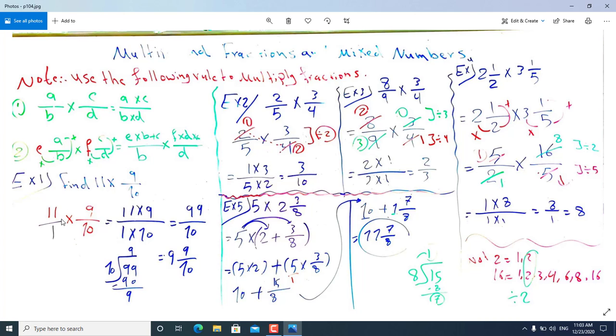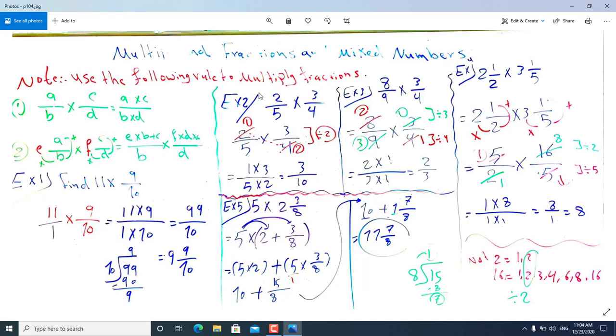Here we don't, so we just multiply 11 with 9 and 1 with 10. We multiply numerator with numerator and denominator with denominator. So 11 times 9 is 99, and 1 times 10 is 10. 99 is more than 10, so we can divide 99 by 10. It will be 9, and 9 is the remainder. We don't change the denominator.